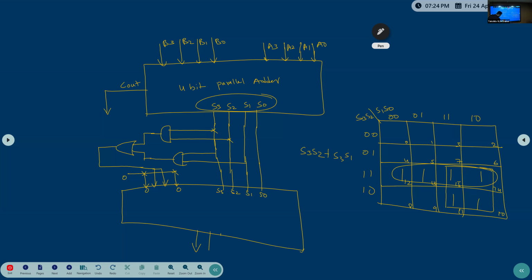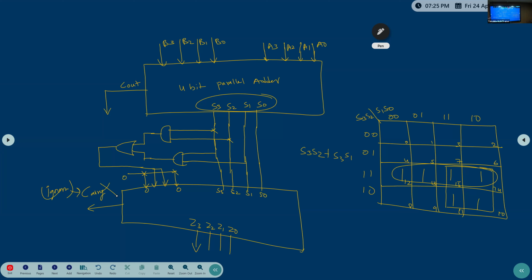It will give the outputs Z3, Z2, Z1, Z0. Clear? So if we carry, a carry will come here also, right? What do I need to do with this carry? Ignore it. Ignore this carry. This is the final carry, not this one. Whatever carry comes here, don't worry about this carry.